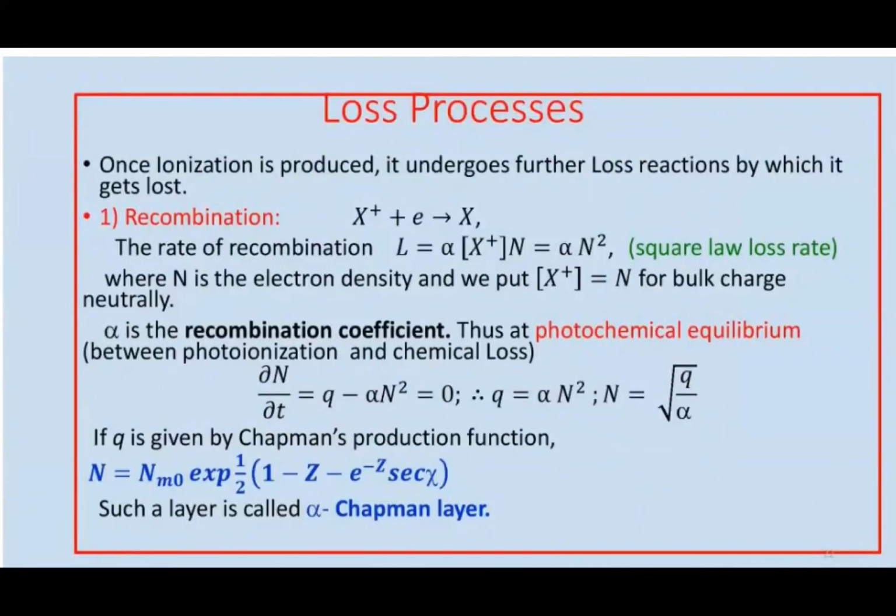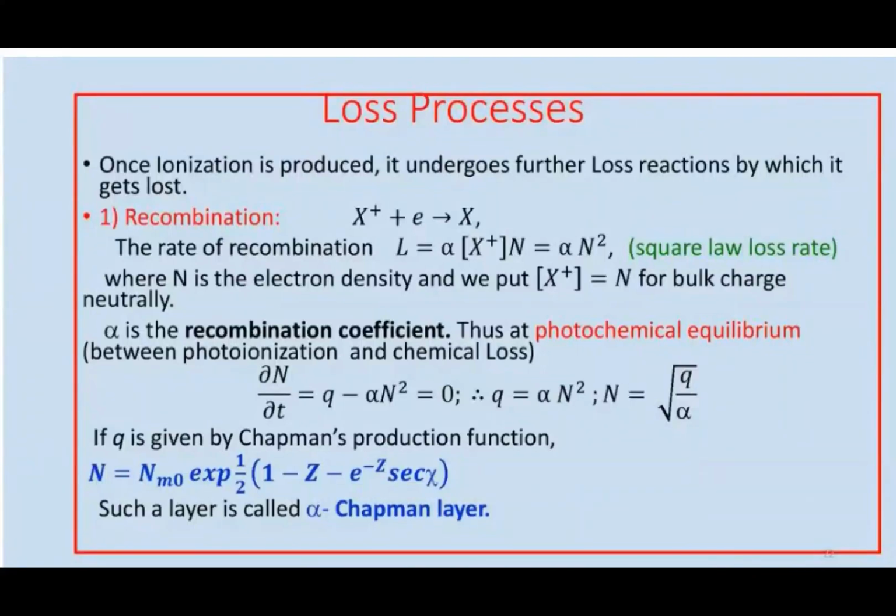Once the ionization is produced by any of these processes, it does not remain indefinitely like that. It undergoes some further loss processes or loss reactions. And one such loss reaction is what is called recombination. That is, for example, a positive ion produced in the process can recombine with a free electron and get back to its neutral state. This way, the free electron and ion are lost. So this is a loss process.